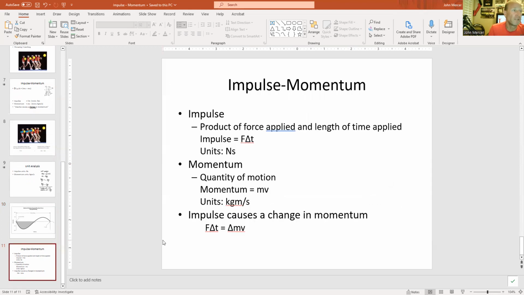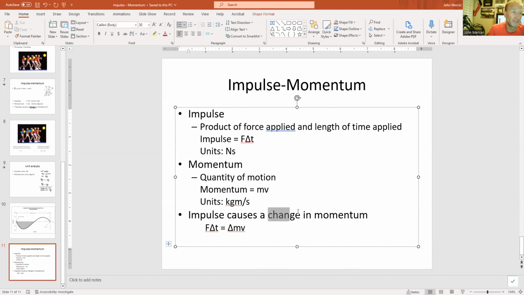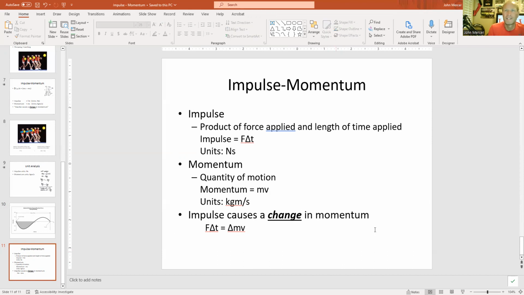Okay, impulse is the product of force applied and the length of time applied. The equation is F delta T, and the units are Newton seconds. Momentum is the quantity of motion. The equation is M, mass of the object, times velocity of the object, and the units are kilogram meters per second. Same set of units, but really we say Newton seconds and kilogram meters per second. And this is really important: impulse causes a change. Let me bold that, underline it, and italicize it. Impulse causes a change in momentum. F delta T equals change in mv. Okay, that's just a little bit more on impulse momentum.